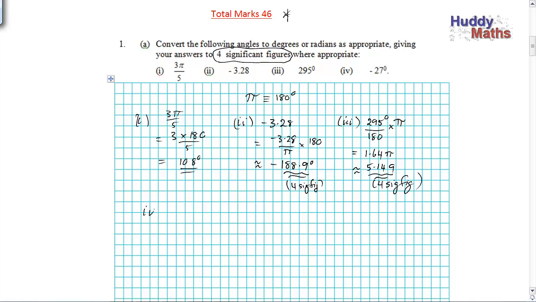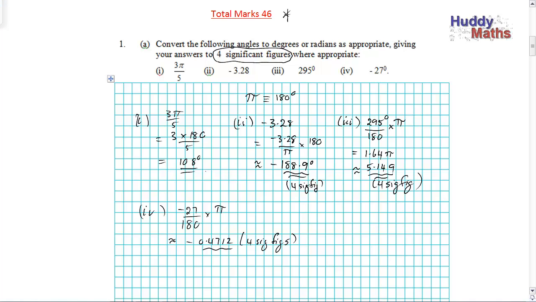So let's look at part 4. And part 4 is neg 27 degrees, so it's neg 27 180ths of pi, all on the calculator now. So that's approximately neg 0.4712. Okay, do it on the calculator, 4 significant figures in brackets. So this is do or die, this question. You don't need to put 4 significant figures in brackets. You don't need the approximate sign. Technically you do. We're not going to penalise that now.